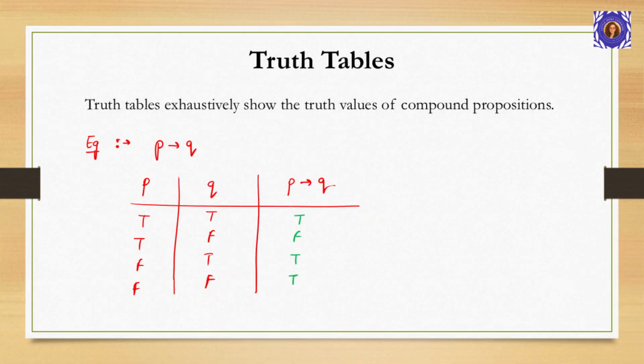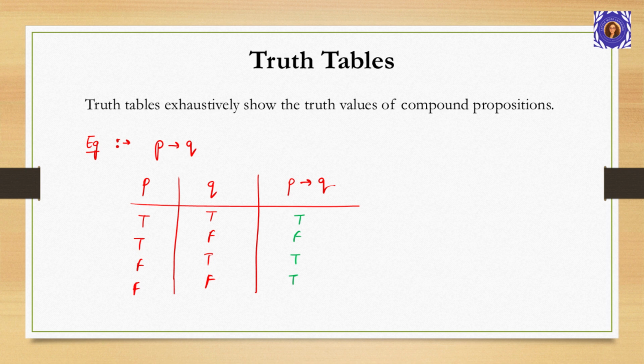Now comes truth tables. Truth tables are a powerful tool for analyzing compound propositions. They help us determine the truth value of a statement based on the truth values of its components. Let's look at the truth table for implication, where P implies Q. Here the first case is true and true, which results in true. Then we have true and false, that is false. False-true and false-false result in true respectively.